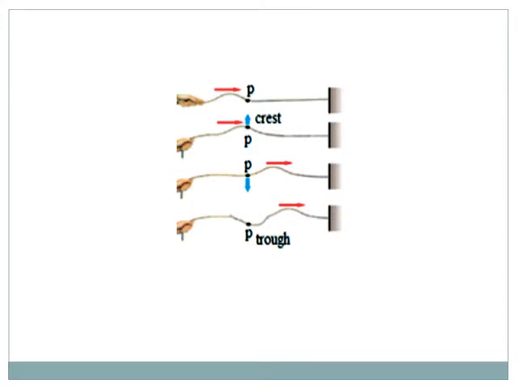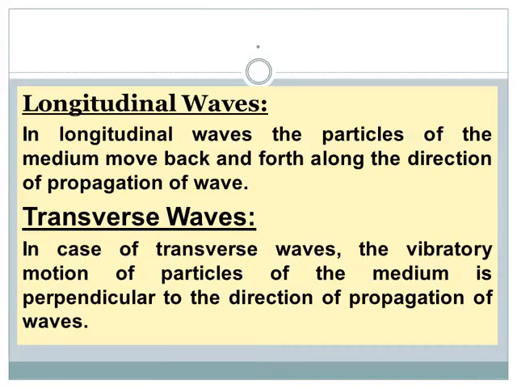So finally we are in a position to define longitudinal waves and transverse waves. In longitudinal waves, the particles of the medium move back and forth along the direction of propagation of wave. For example, the sound waves. In sound waves, there will be compression and rarefaction along the direction of the propagation of the wave.